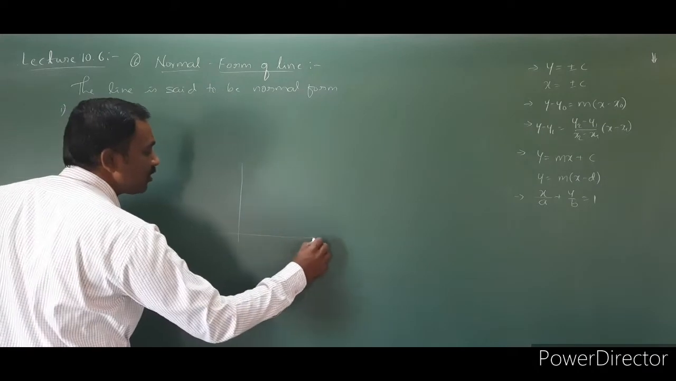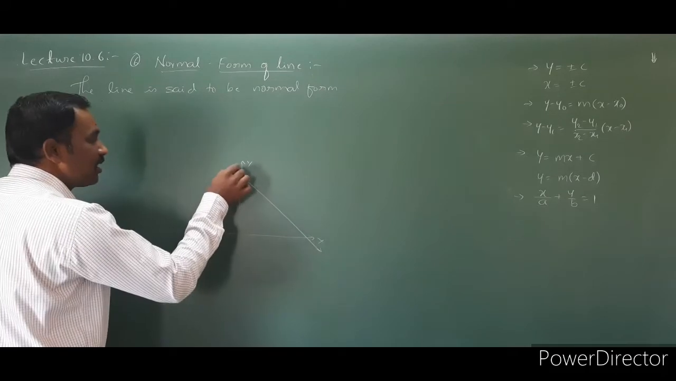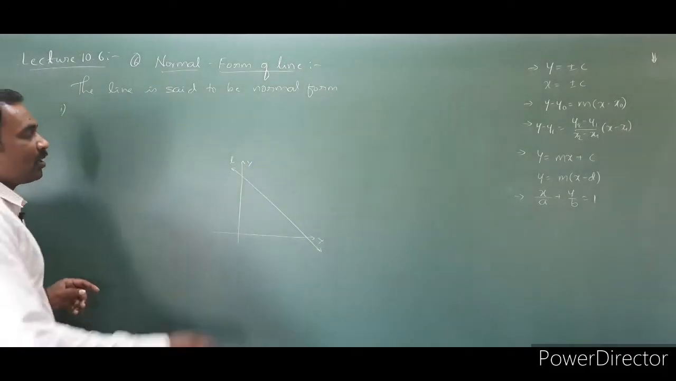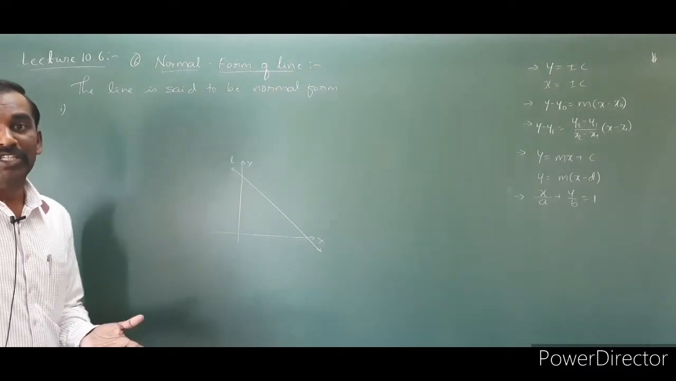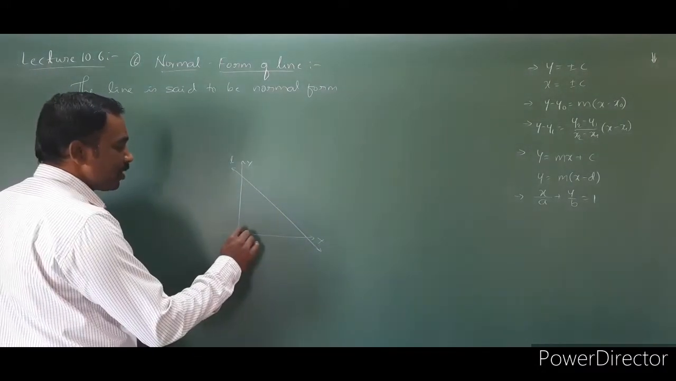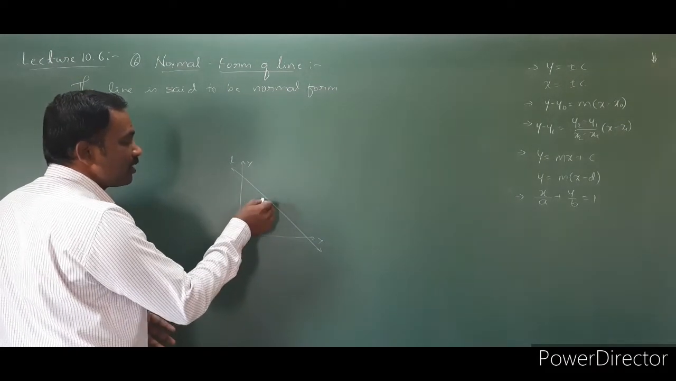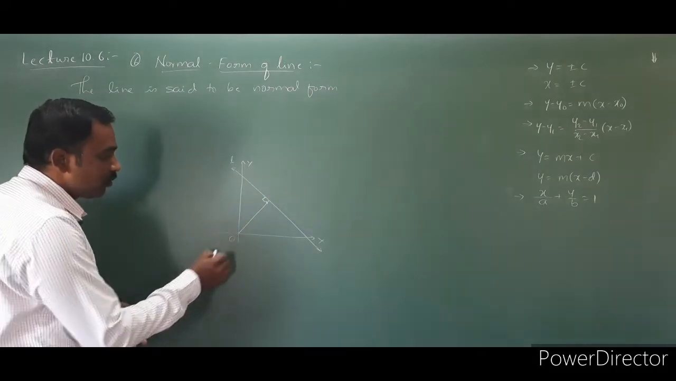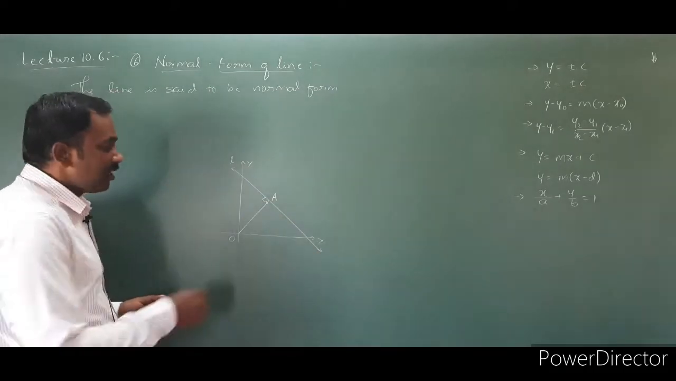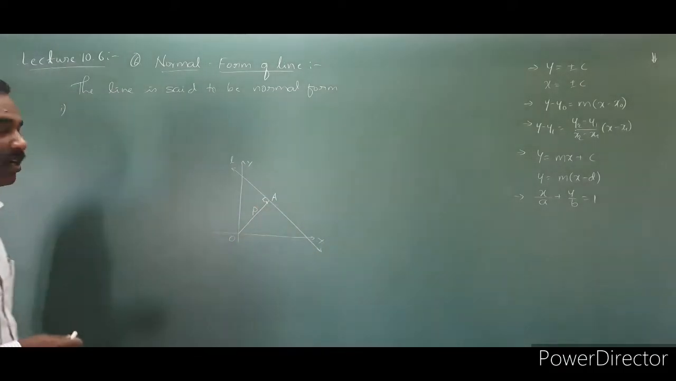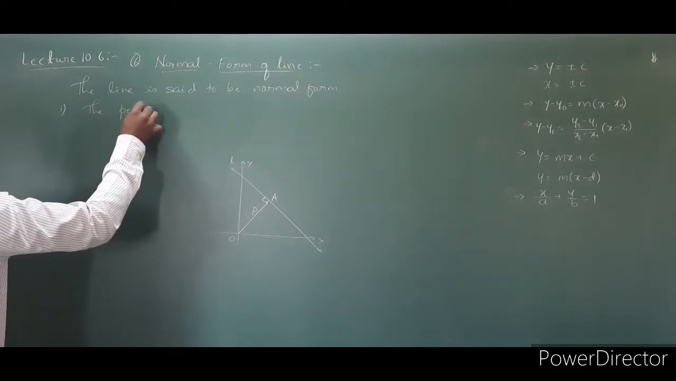from the origin to the line. Here it is the x axis, the y axis. Suppose the line is in this manner. Now I need to say that this line is said to be in normal form. It is when the perpendicular distance from the origin to the given line L is given. First condition: the perpendicular distance should be given.